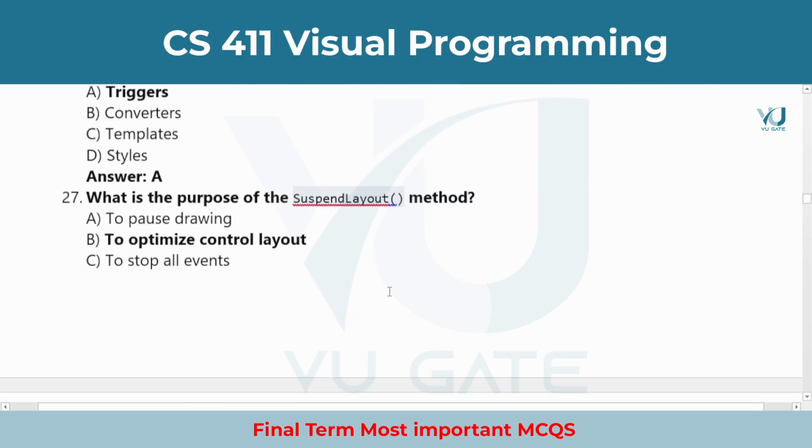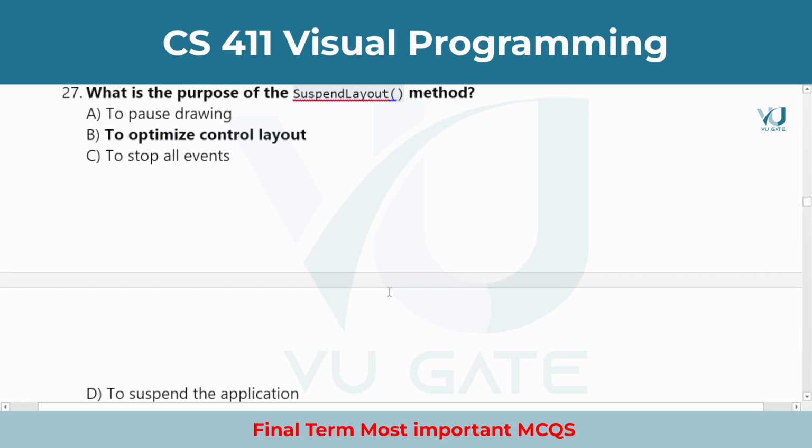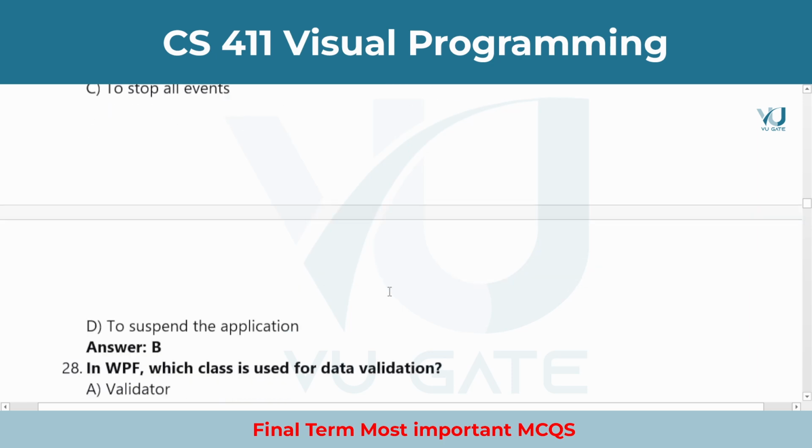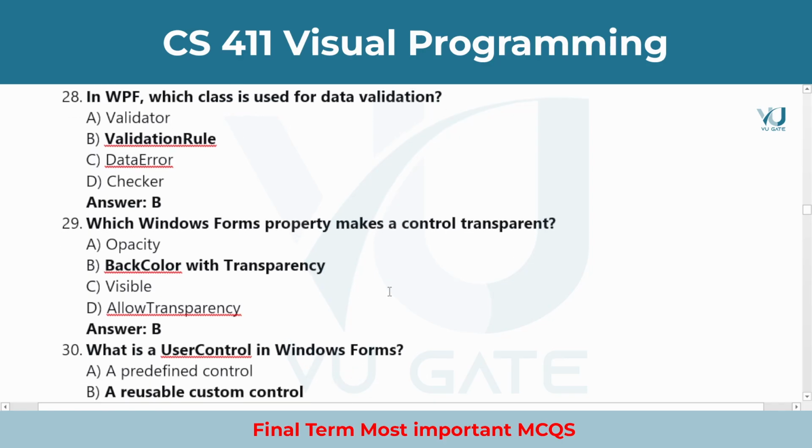Question 27. What is the purpose of the SuspendLayout method? The correct answer is option B, to optimize control layout. Question 28. In WPF, which class is used for data validation? The correct answer is option B, ValidationRule.